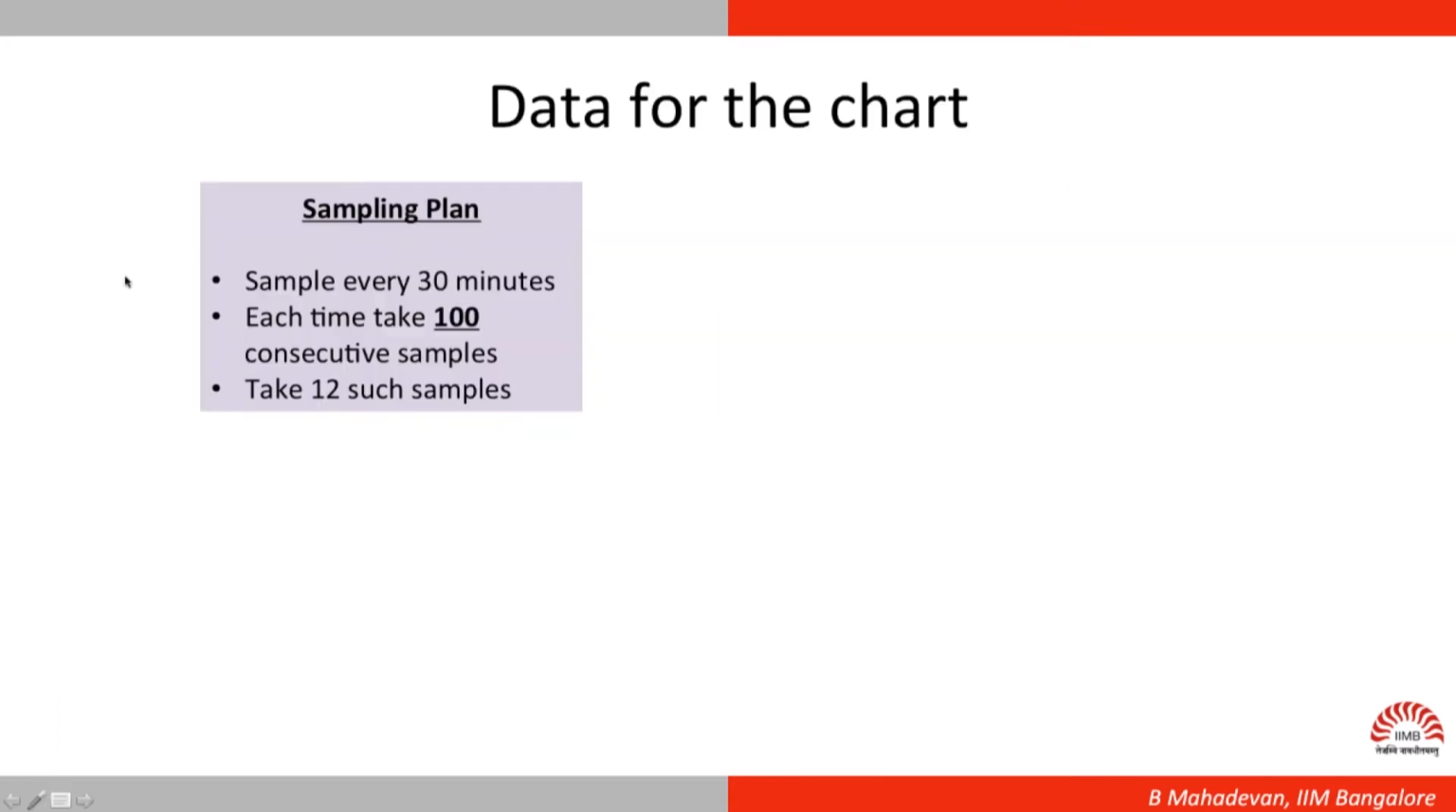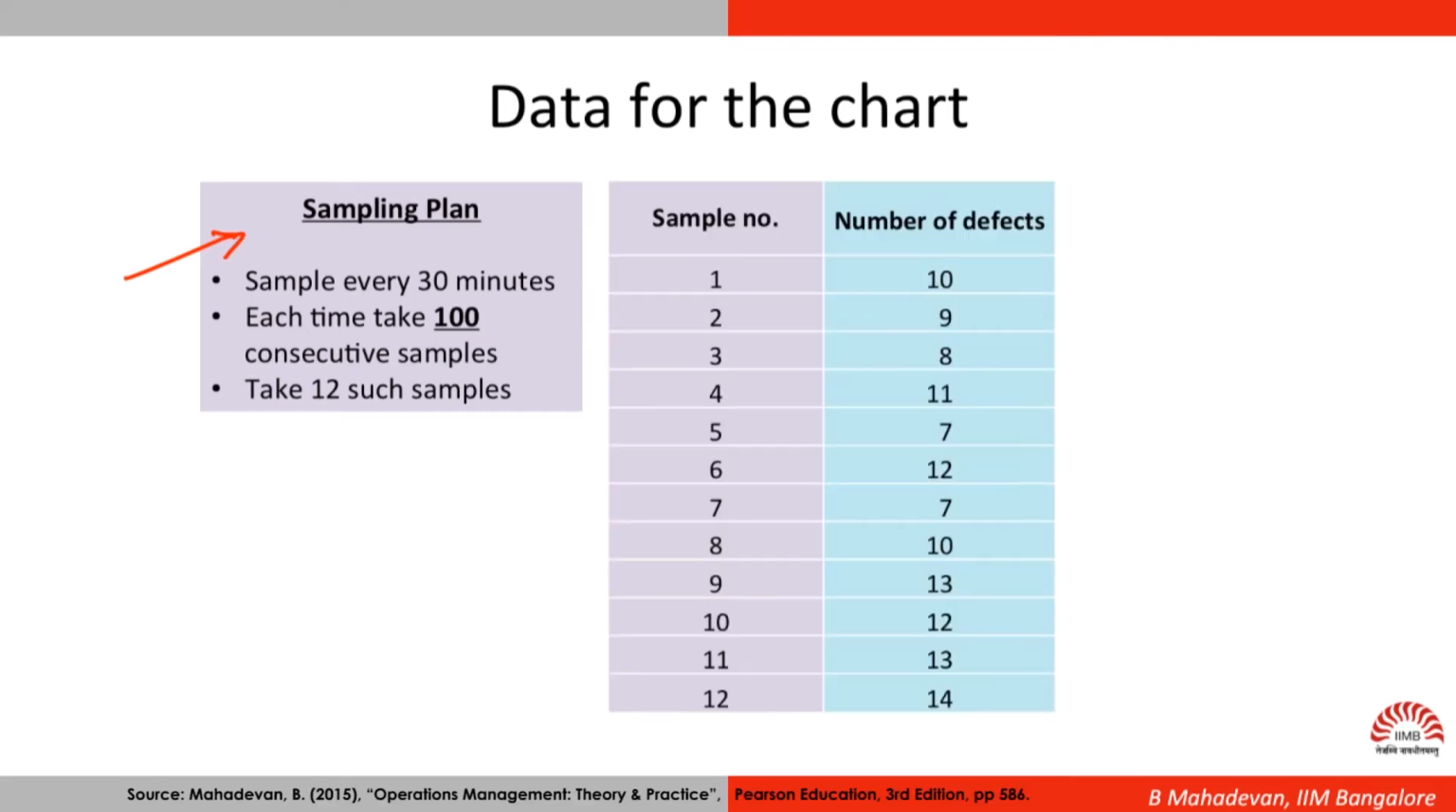So, here is the sampling plan. Sample every 30 minutes, each time take 100 consecutive samples, take 12 such samples in all. That is the sampling plan. And so, there are 12 samples drawn, each of size 100. These are the number of defects. This is what we have observed. So, this is the basic data with which we have to set up the parameters for the control chart.